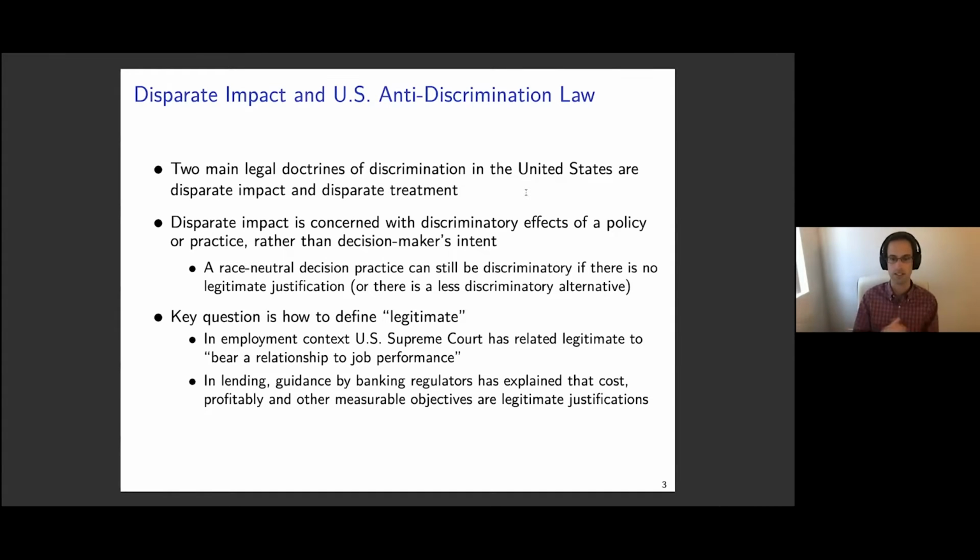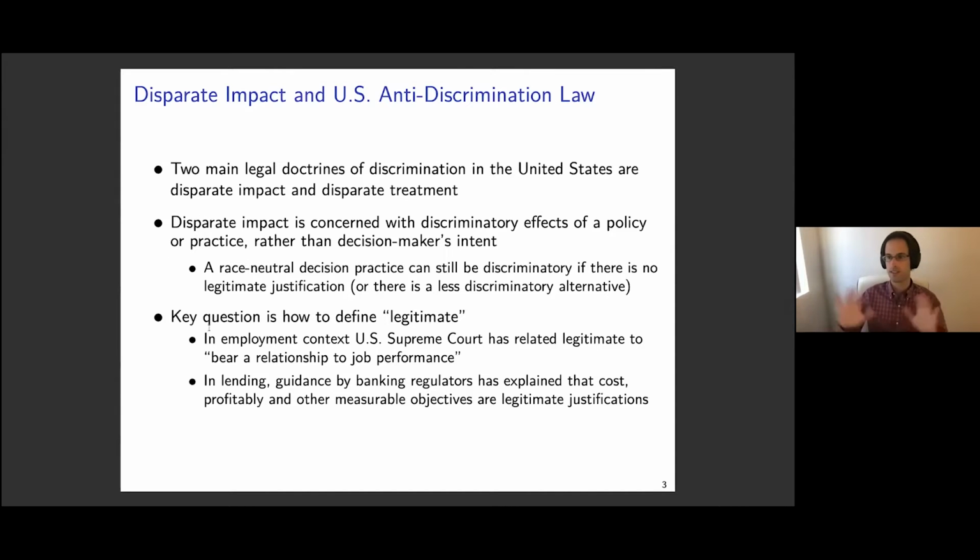The original disparate impact case was in the employment setting. It was Griggs versus Duke Power Company, and it involved Duke Power Company having high school diploma requirements for promotion. The type of job was a manual labor job. The courts found that you really didn't need a high school diploma to do this job successfully, and the fact that Black workers were much less likely to have a high school diploma implies that this had a disparate impact on Black workers.